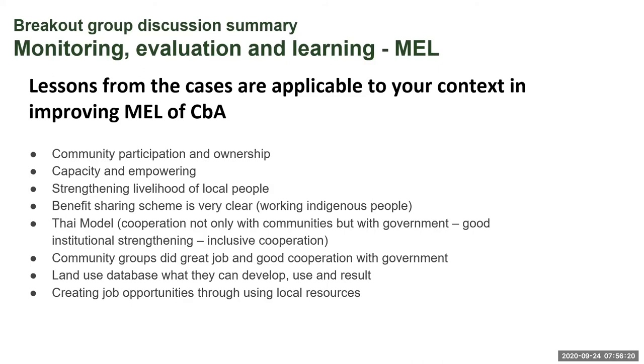And also the Nepal model. This is good for one participant because here we can see cooperation and coordination, not only with the communities, but also with the government. This is a good institutional strengthening approach and also inclusive cooperation. This is also a good learning point. And also in the case of Nepal, women community groups did a great job and also had good cooperation with government and development organizations as well. In the Thailand case, they deployed the land use database.